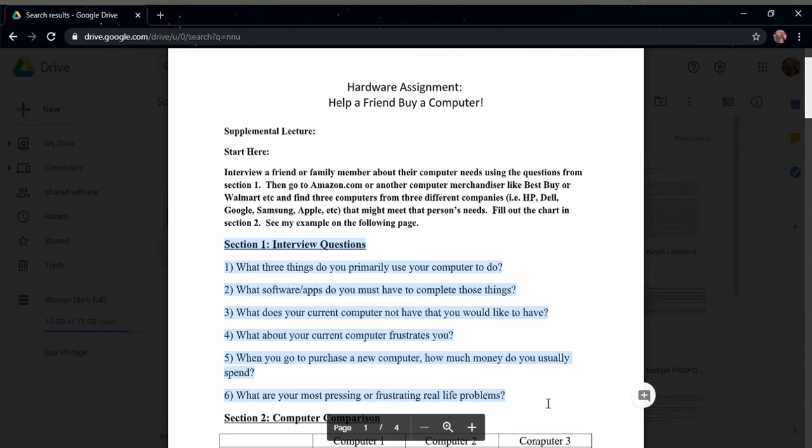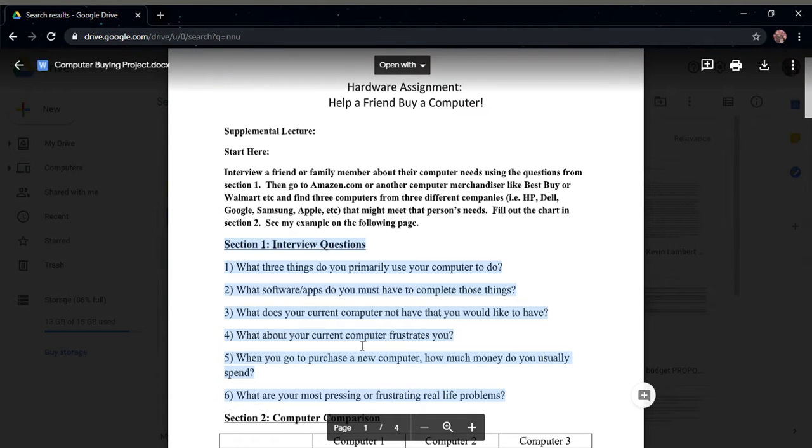What do you use your computer to do? What software and apps do you must have to do those things? What does your current computer not have that you want it to have? So what are you frustrated about with your current computer? And, well, the next question has that too. And then when you go to purchase a new computer, how much money do you usually spend? And then what are your most pressing or frustrating real-life problems?